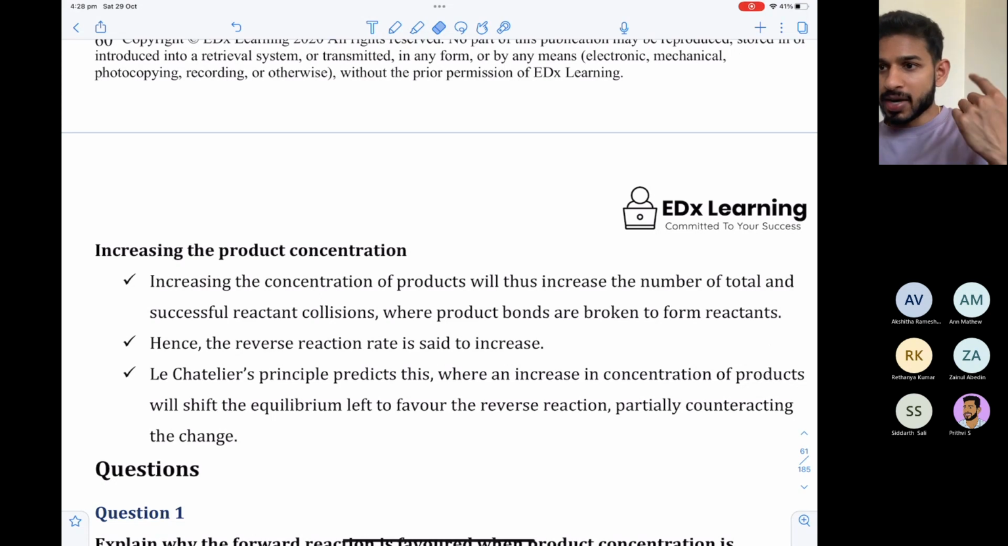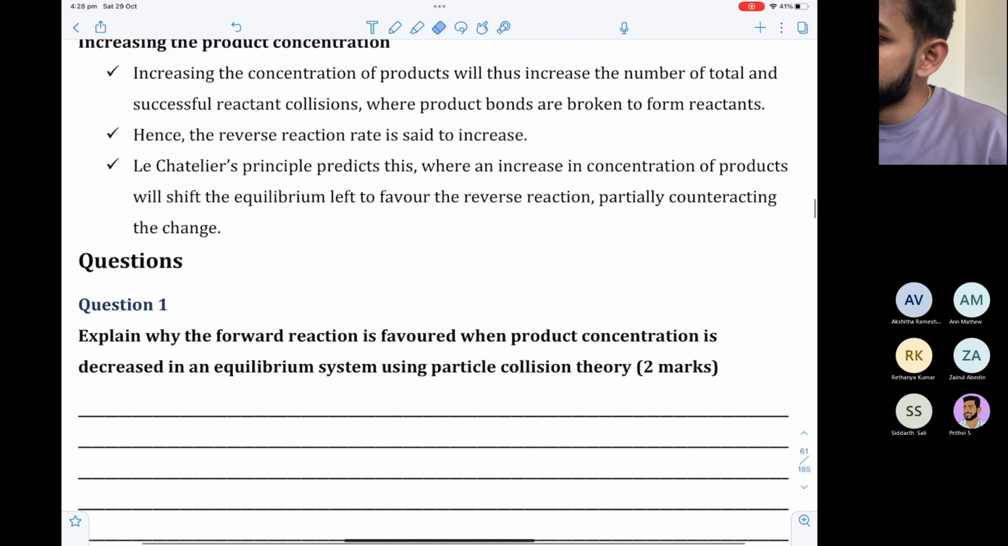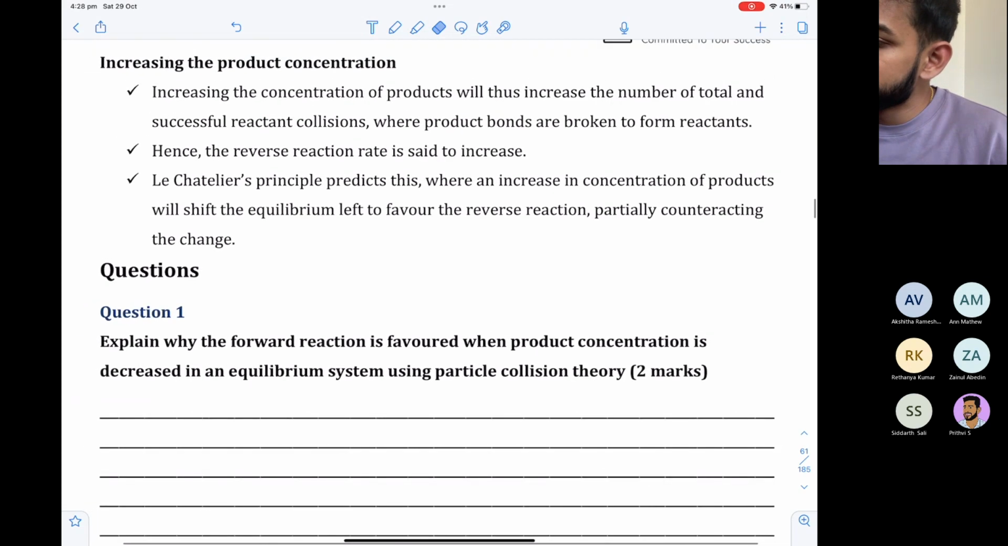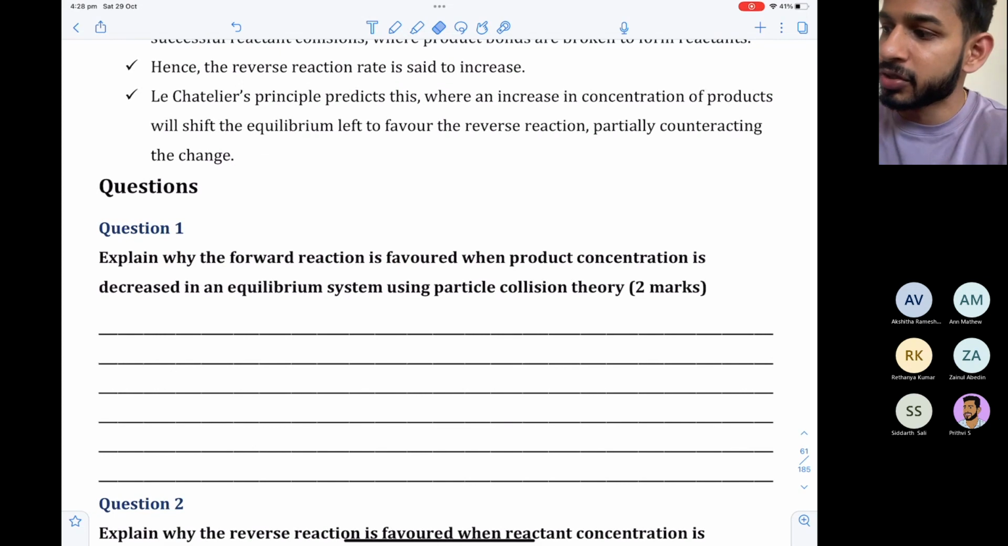Okay, so now what we're going to try doing, everyone, is I'm going to give you a stimulus for a reaction system, and we're going to explain it according to particle collision theory, and then link that to the equilibrium and direction it will go. Okay, so let's start by doing question 1. We'll start with a very simple question. Let's say we're looking at this reaction here.